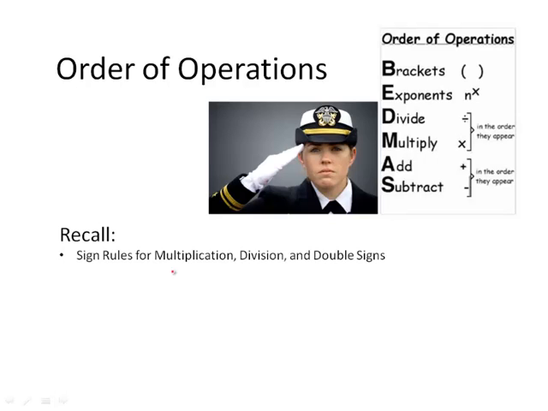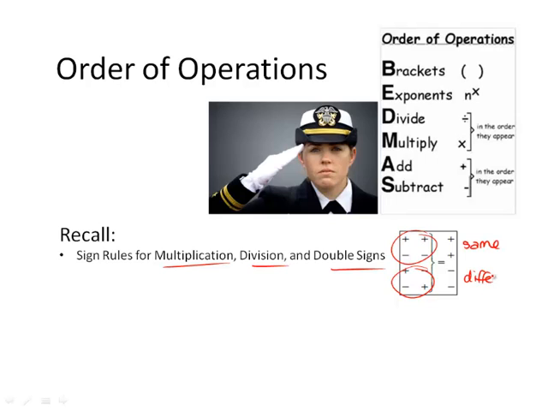We've got the sign rules for multiplication, division, and double signs. Those consist of anytime you have the same sign within one of these, it becomes positive. If it's two different signs, it becomes negative. So let's look at a few examples of that.